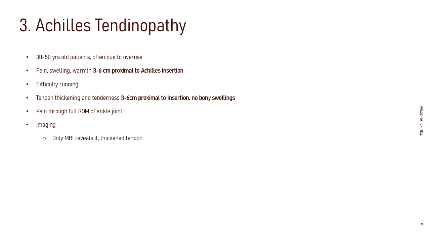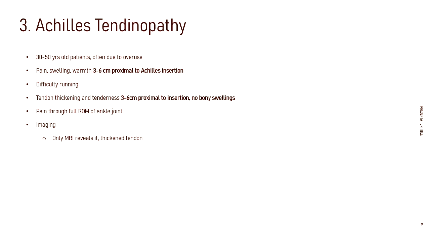Coming to the last condition, which is Achilles tendinopathy, also known as mid-portion Achilles tendinopathy. This is seen in, again, 30 to 50-year-old patients, and it's often an overuse injury. There are several mechanisms which have been proposed, such as overuse or poor tendon blood supply, genetic predisposition, an imbalance of the ankle dorsiflexors and plantar flexors. The problem here is in the mid portion of the tendon. So this is usually 3 to 6 centimeters proximal to the Achilles insertion.